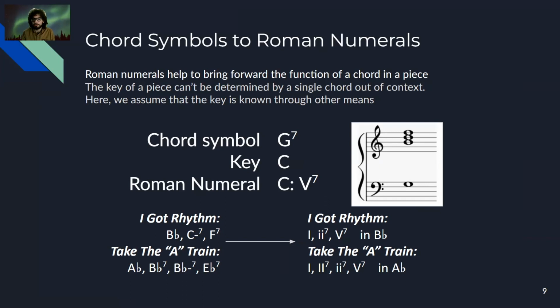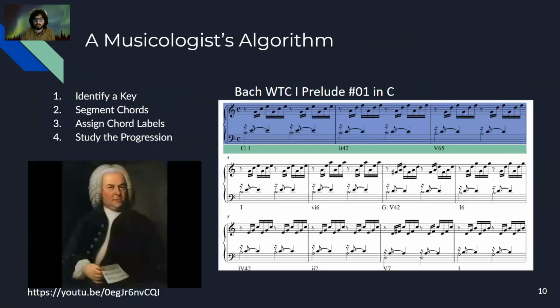So how does a musicologist do analysis and harmonic annotation? They take the score, they identify which key the score is in, and they segment the chords. Like here, you see one chord in the first bar, another chord in the second bar, another chord in the third bar, etc. They assign chord labels by looking at the notes that are in each segment, and then they study the progression between chords and do their statistical or musicological analysis with those.